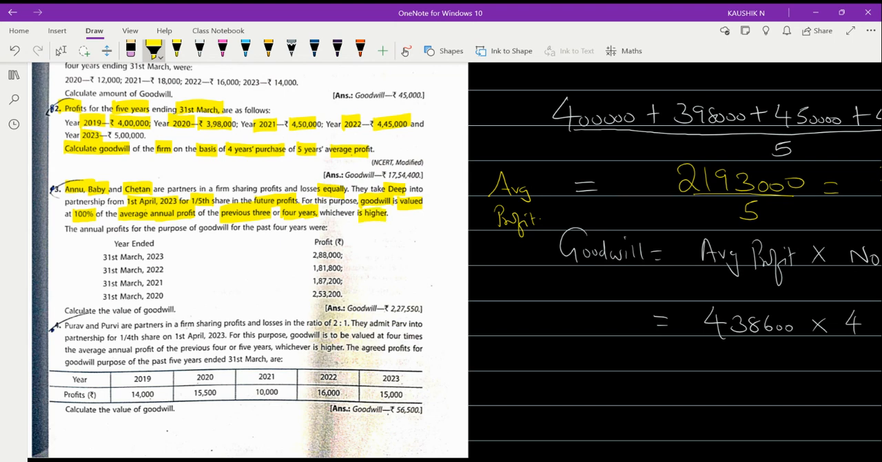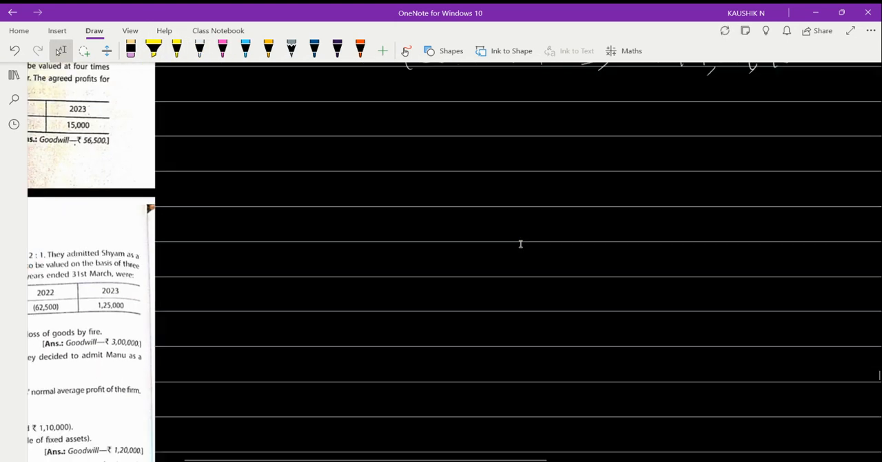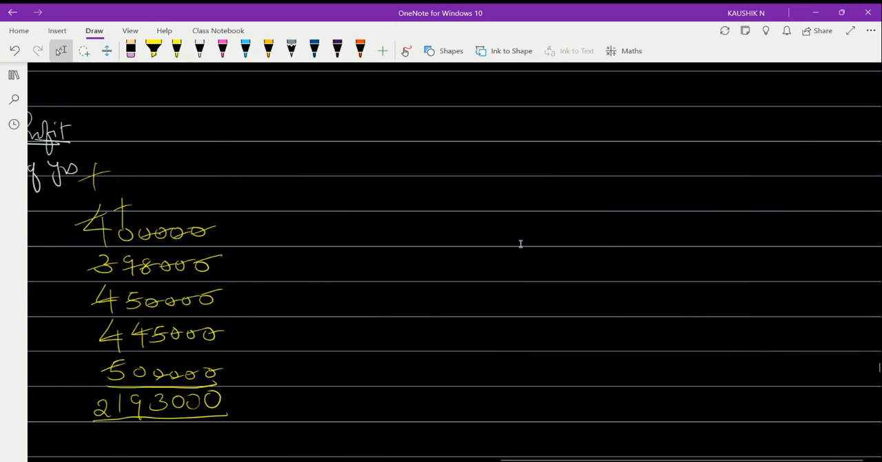So we are now given a list of years. Look at here. The annual profits for the purpose of goodwill for the past 4 years. So altogether 4 years are given for us. Among this, we have to calculate 3 years and 4 years averages. So starting from 23, 22, 21, 20. These are the 4 years given for us. Now, this problem has some condition. What is the condition if you ask? The problem says very clearly.